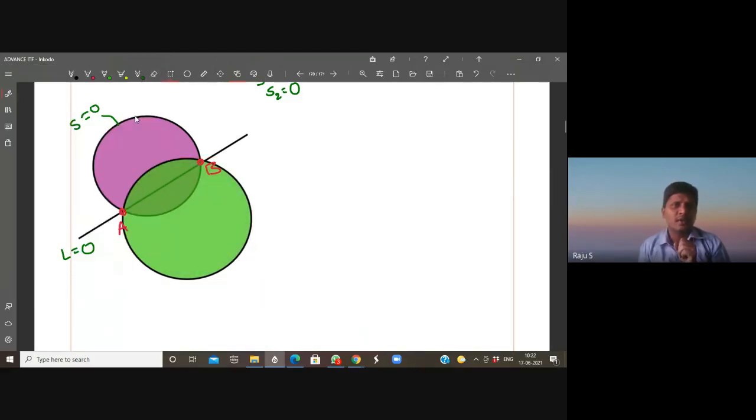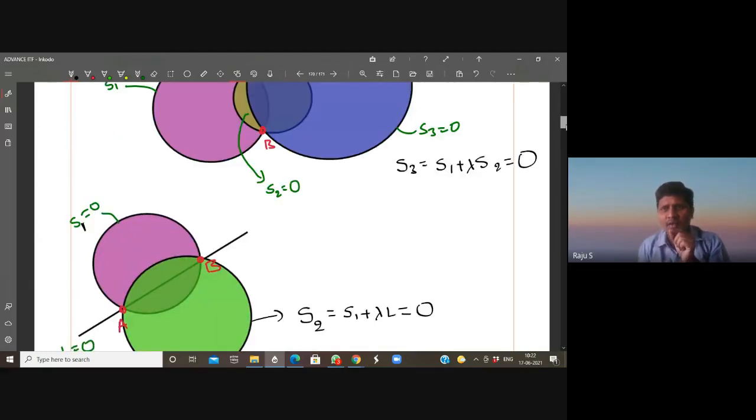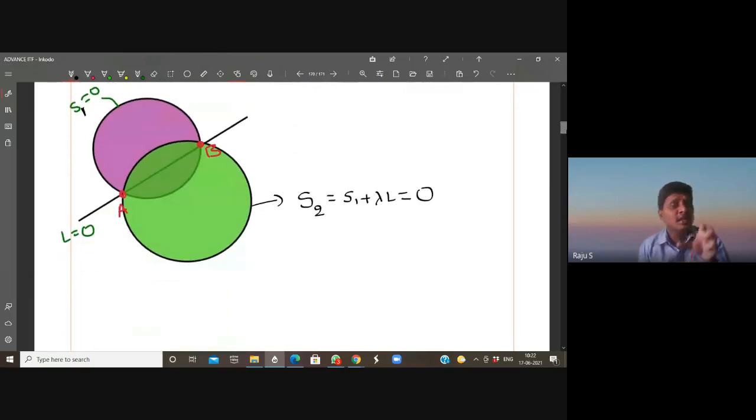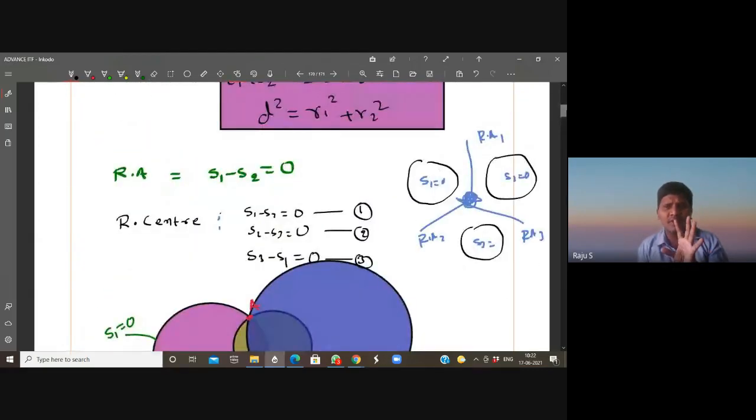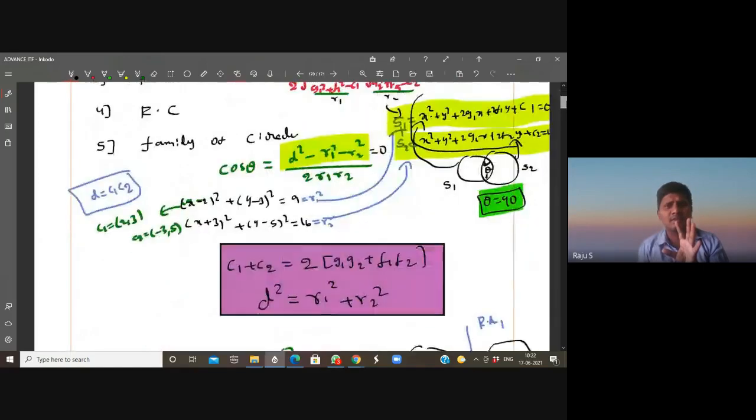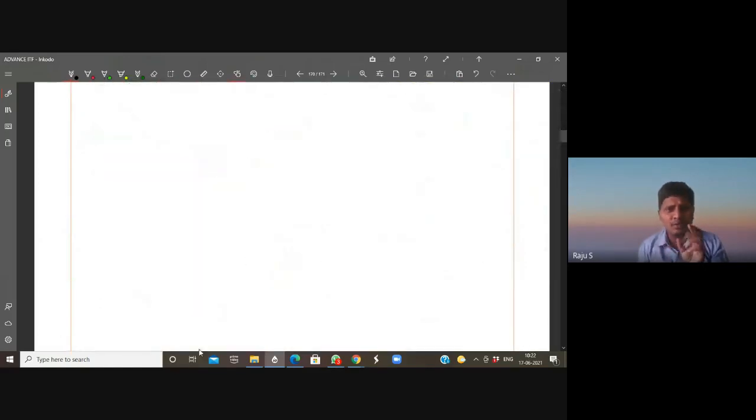See here. Now I want to find the required circle. For example, this is the given circle, let us take S1. I require to find S2. This S2 is S1 plus lambda times L equals 0. Previously they gave two circles, so we read S1 plus lambda S2 equals 0. Here they gave just one circle and one line, so S1 plus lambda L equals 0. These are the only five concepts we will discuss in system of circles. I hope you understood. Let us go for the questions.